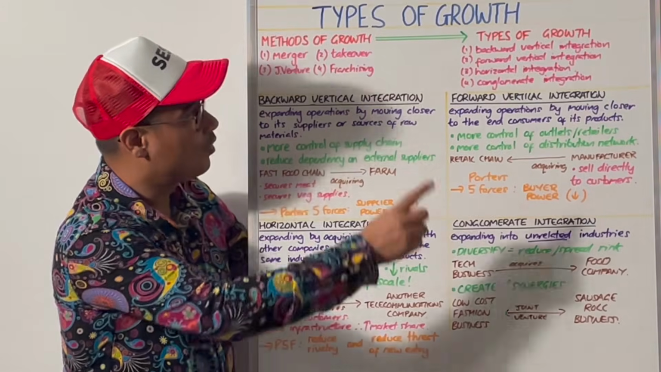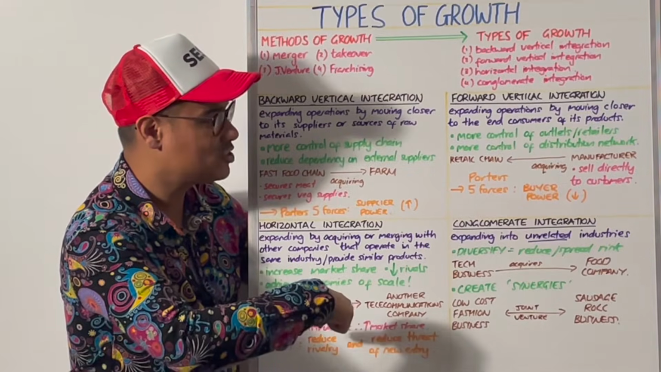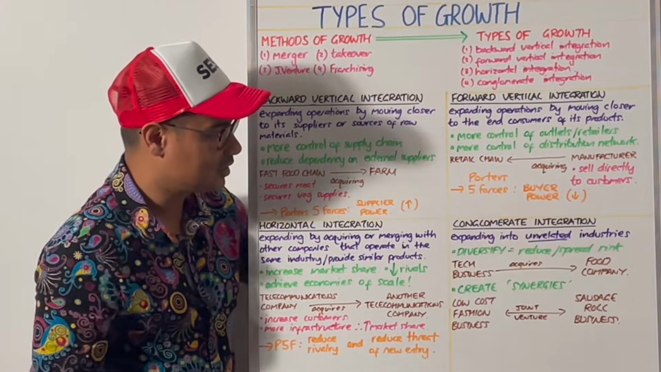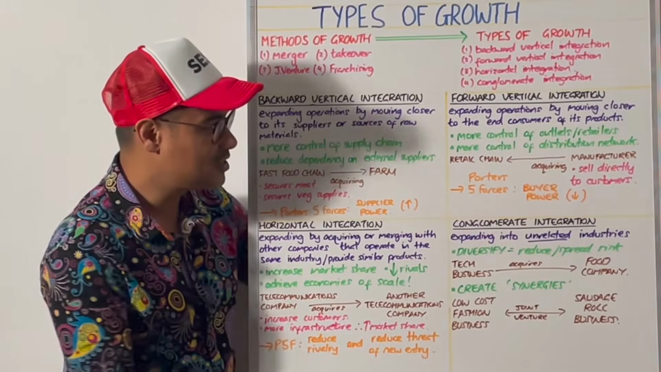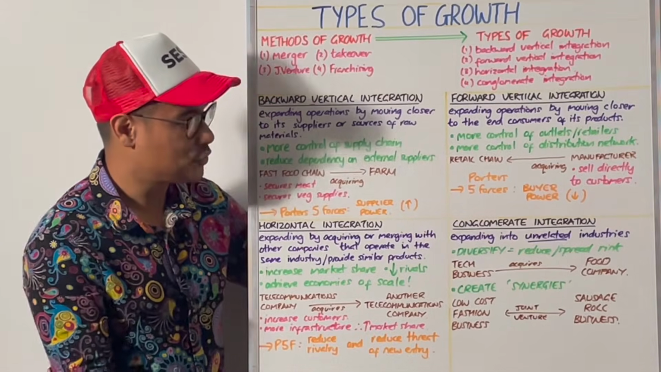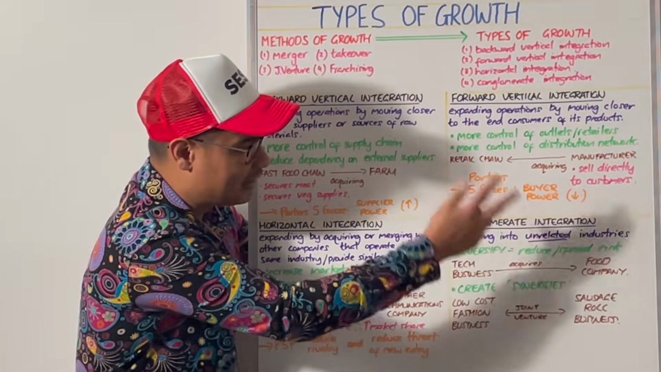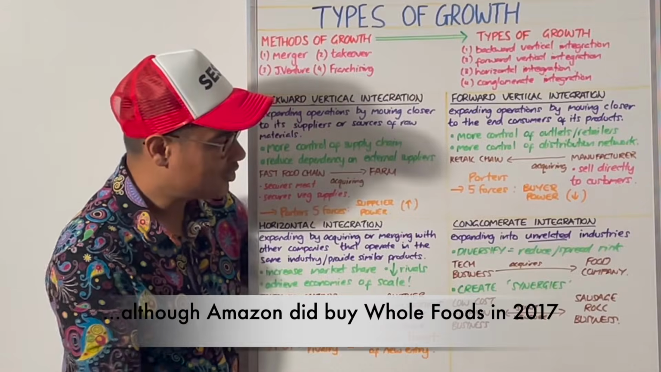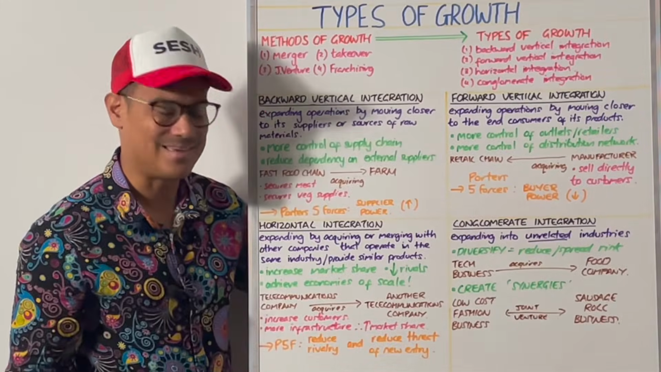The final type of growth is conglomerate integration, which is expanding into unrelated industries. Two ways to look at this. It could be the business is looking to diversify because they want to reduce or spread their risk. It could be something random like a tech business acquiring a food company. Totally random, perhaps doesn't really link. That could just be simply capital reallocation, which is just diversifying, playing it safe.